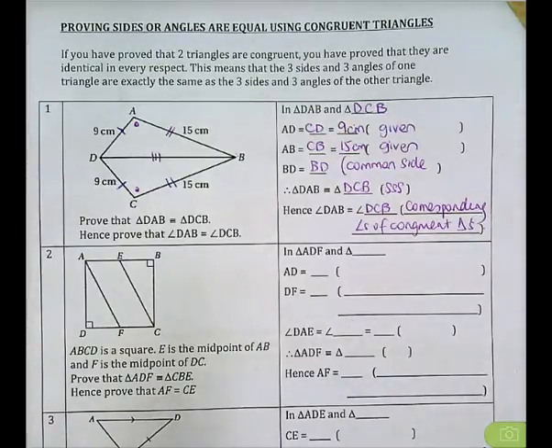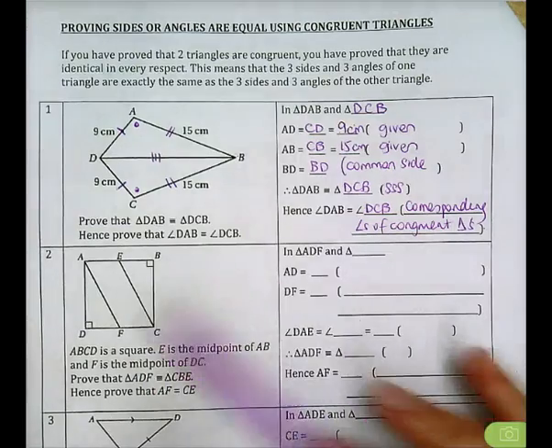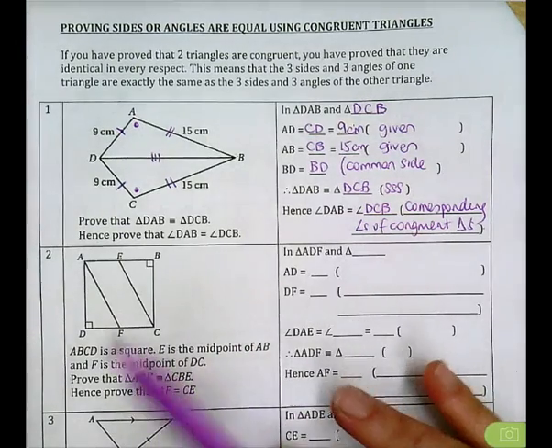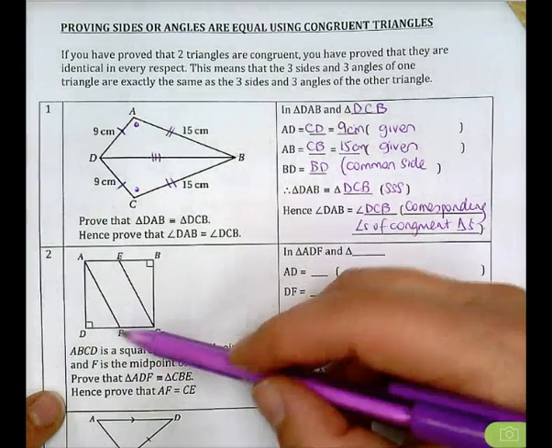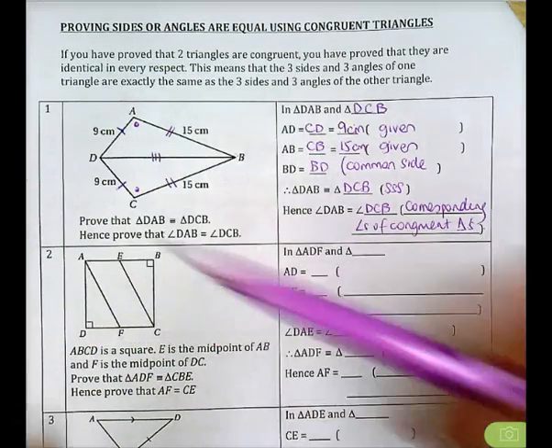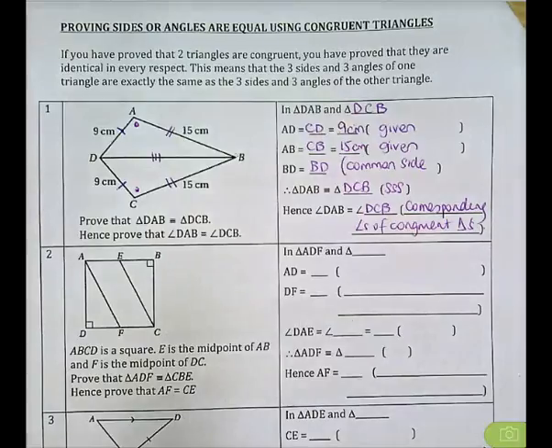Now, we've already done examples like this, so you should actually be able to do these on your own. If you can pause the video and attempt the second question. Okay, we're told that ABCD is a square, and that E is the midpoint of AB, and that F is the midpoint of DC, and we need to prove that triangle ADF is congruent to triangle CBE. Hence we have to prove that AF equals CE. So first we're going to prove that the 2 triangles are congruent.